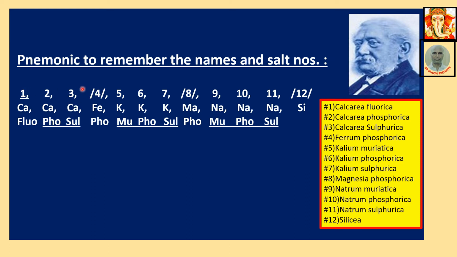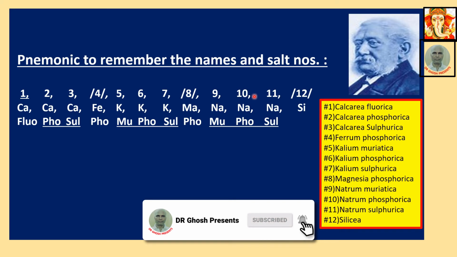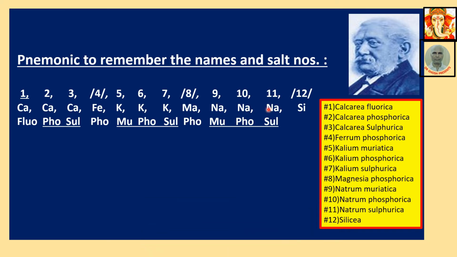Note this here: 1, 2, 3, Ca, 5, 6, 7, K, K, K, 9, 10, 11, Na, Na, Na. If you take out 4, 8 and 12, then all the others are in a rhythm of 3, same salt. 1, 2, 3, Ca, Ca, Ca. 5, 6, 7, K, K, K. 9, 10, 11, Na, Na, Na. And in case of 4th and 8th, it is a new salt, Fe, Mg. And 12 is also new, Silicea, Si.